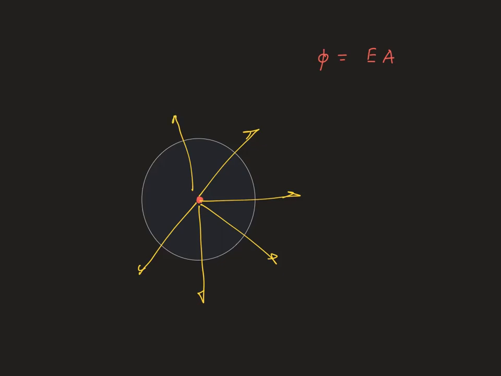Now I'll write again what I said on the last page. I would say that we could find out flux by multiplying field with area. But I've told you before that it is not that simple. And let me tell you why it is not that simple. Let's consider this field here.